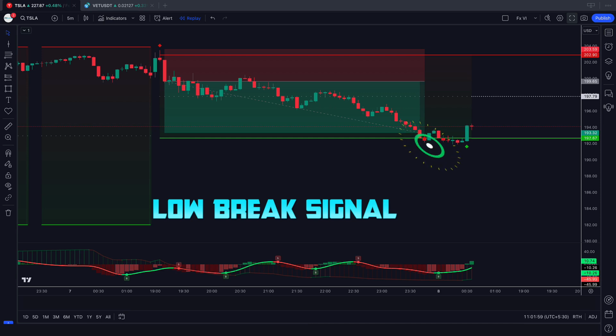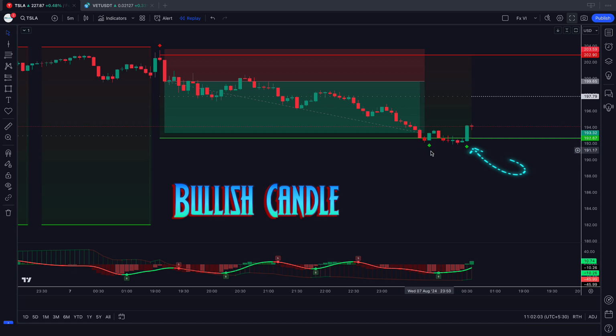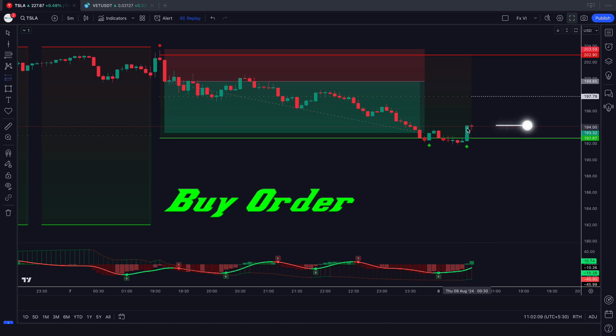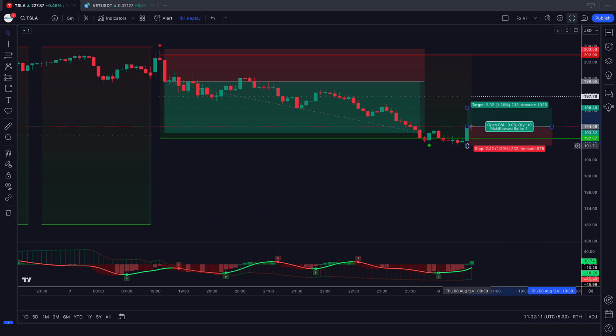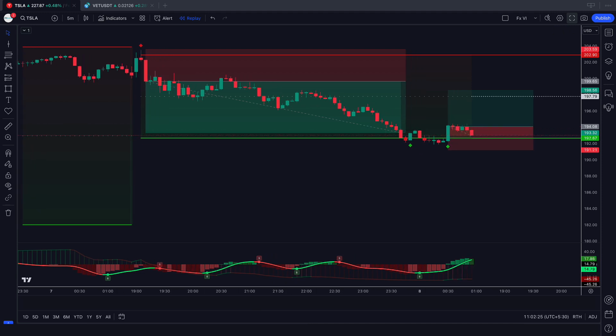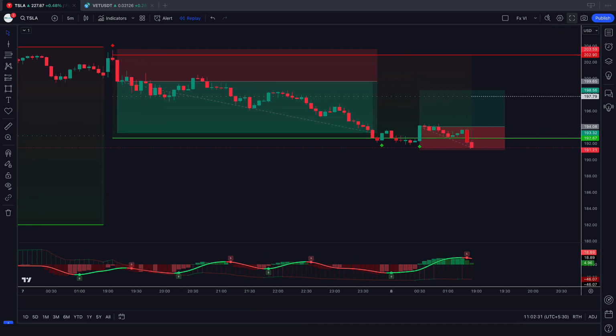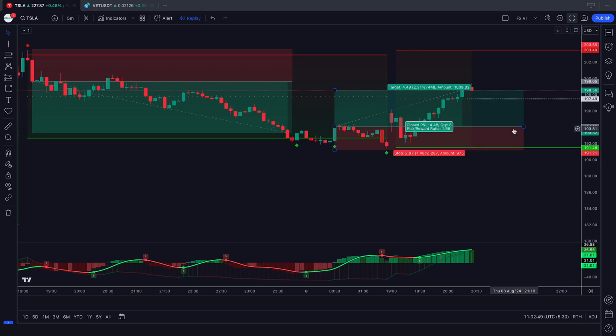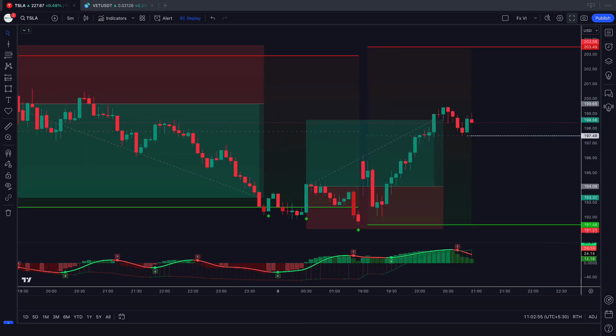The market breaks the low of the daily high and low indicator and gives a signal. The market has made a bullish candle to give confirmation, and the trend histo bars of the Extender BT indicator is a bullish histogram. All these conditions are met, so we will place a buy order. Our stop loss will be placed at the current market's lower level, and the risk to reward ratio will be 1 to 1.5. The market has completely hit the target. Now we will find other trades.